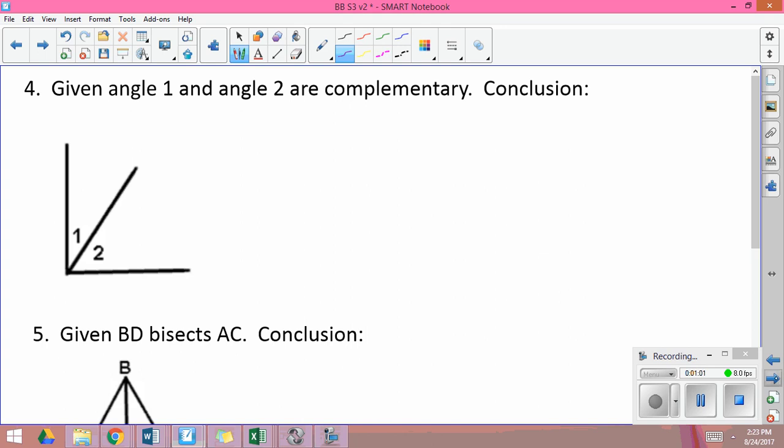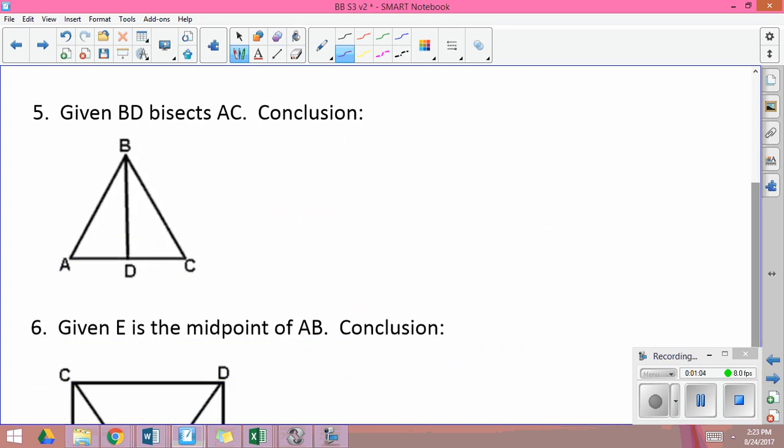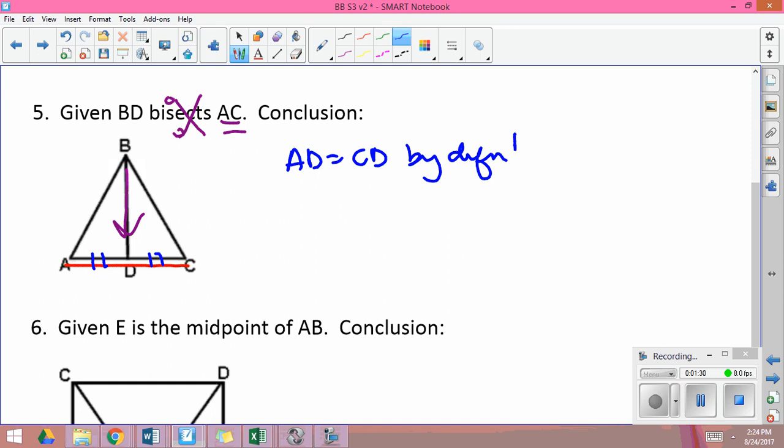If you look at number 5, we'll come back to number 4, look at what this one says. BD bisects this segment. Now my segment BD is cutting in this direction and it's cutting this segment. So what I know now is that that segment gets cut in half. My conclusion is that AD is equal to CD by definition of bisector. Words to a conclusion by the definition of the thing. So just be really careful in doing exactly what it says.